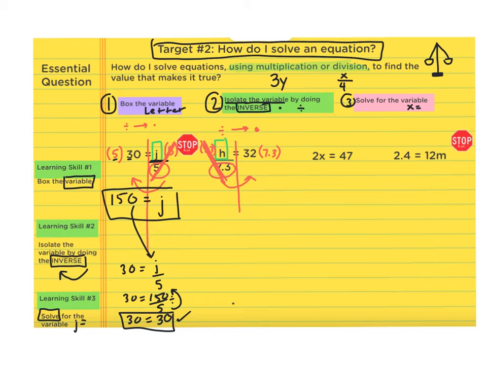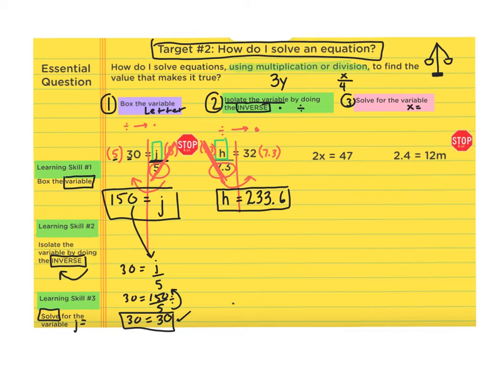So I end up with h equals, and I'm going to multiply 32 times 7.3, but don't forget that you don't need to do it without a calculator. I literally used my calculator and ended up with 233.6.